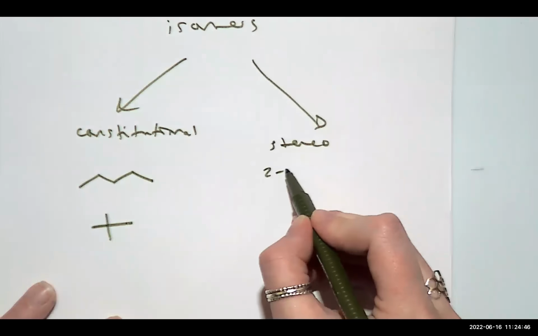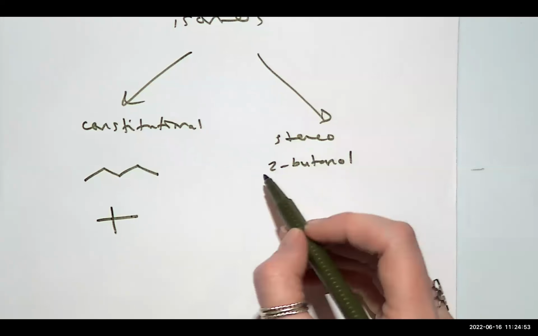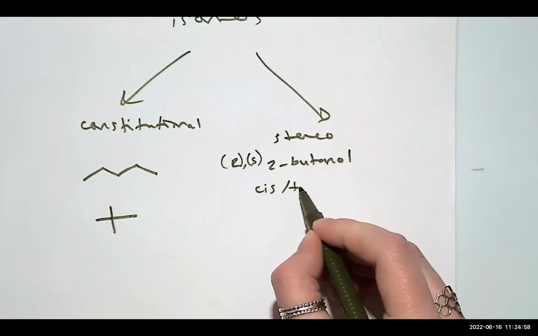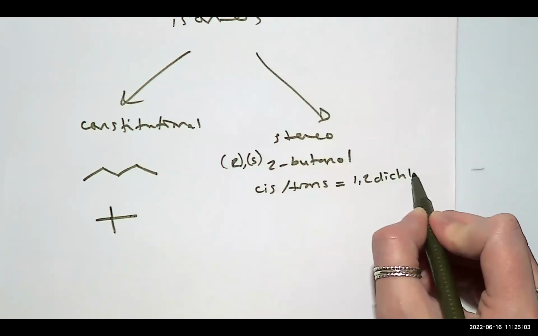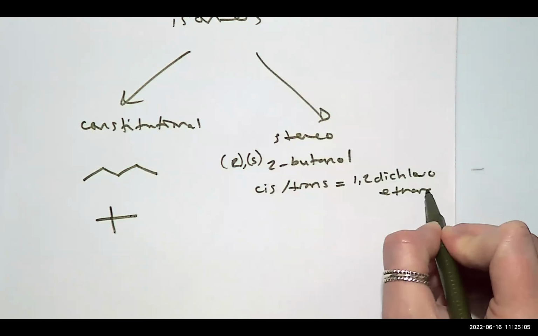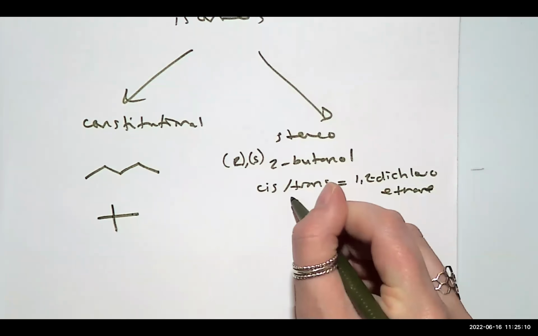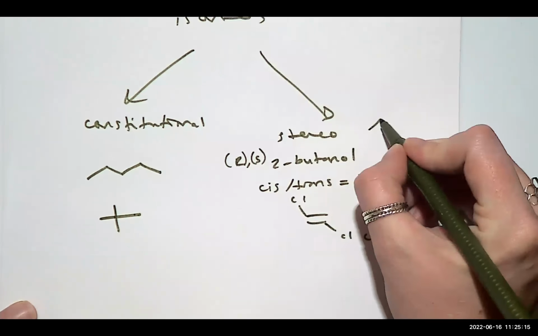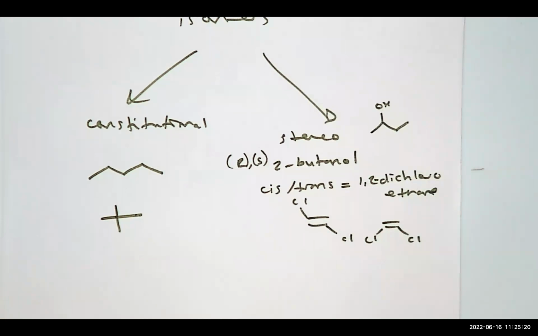So a good example of this is 2-butanol. If you had 2-butanol, it could be one of two mirror images, it needs to be either R or S. And then if you have cis or trans of something, like 1,2-dichloroethane, sorry, there should be a dash there, it could either be cis or trans, so you have to specify. And then 2-butanol looks like this, so there is a stereocenter right here, so you need to make that either a wedge or a dash.